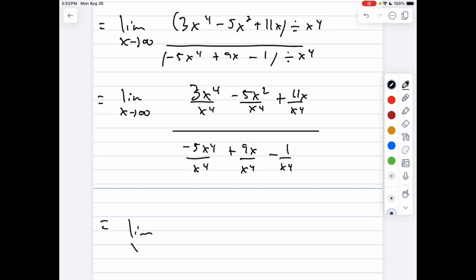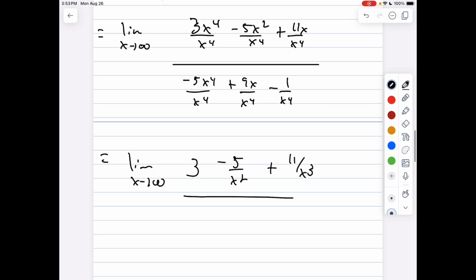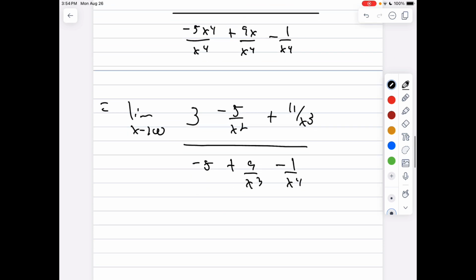And when you rewrite that, this would simplify as 3 minus 5 over x squared plus 11 over x cubed, minus 5 plus 9 over x cubed minus 1 over x to the 4th. And your limit would come out to be negative 3/5, because all of these other terms that you see go to 0 because they're all numbers divided by x raised to a power. So your answer is minus 3/5.